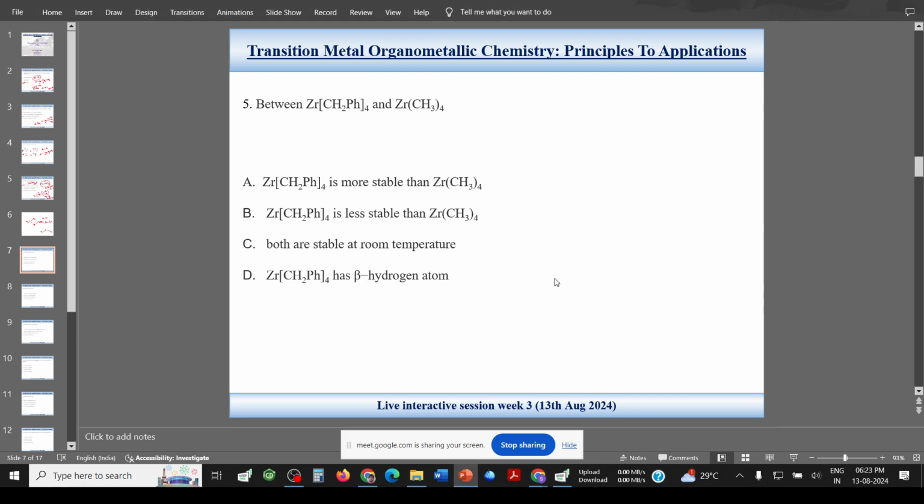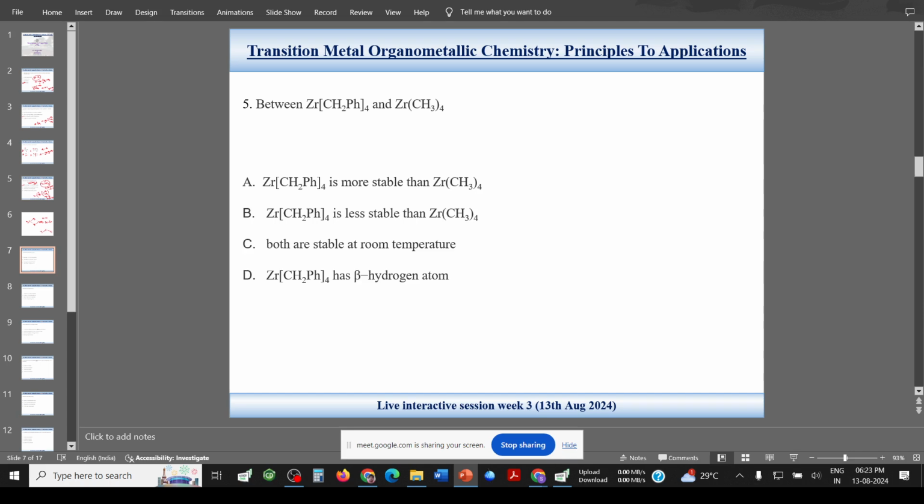The next question, question number 5, is tetrabenzyl zirconium versus tetramethyl zirconium, again about the stability of these two complexes. The question is whether tetrabenzyl zirconium is more stable, less stable, both are stable, or has a beta hydrogen atom. Can anybody tell me the answer? You can tell me.